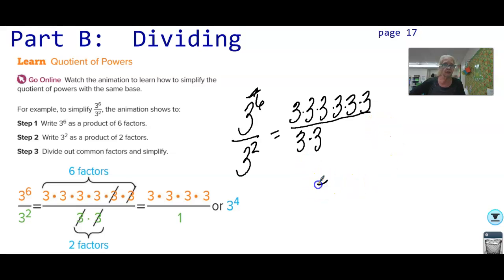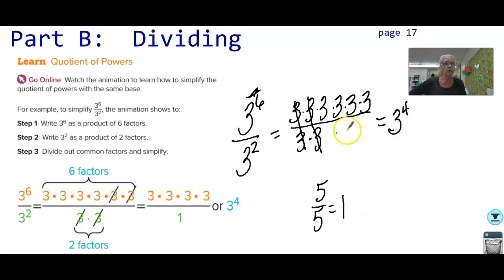Well, you know as well as I do that a number over a number equals 1, right? So that means that these can be reduced. These can be canceled out, and they equal 1. But 1 times anything is the anything. So they're not really needed in this problem. And all we have left is 4 3's on top.